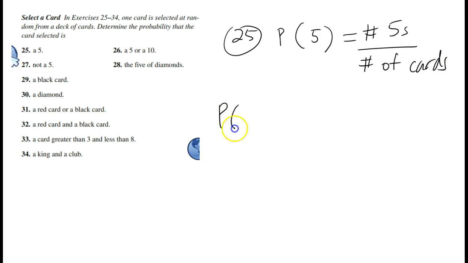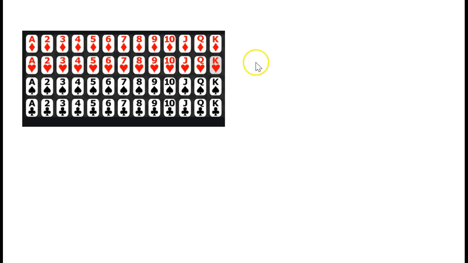Okay, so the probability of selecting a 5 is, again, we saw that there were 4 5s because there was a 5 of hearts, 5 of diamonds, 5 of spades, 5 of clubs. So that's 4 out of, and then our total number of cards in the deck. So in a standard deck of cards, there are 52 cards. Okay, and I'll go back and write that on this other page. There are 52 cards in a standard deck. There are 4 suits, 13 cards each.